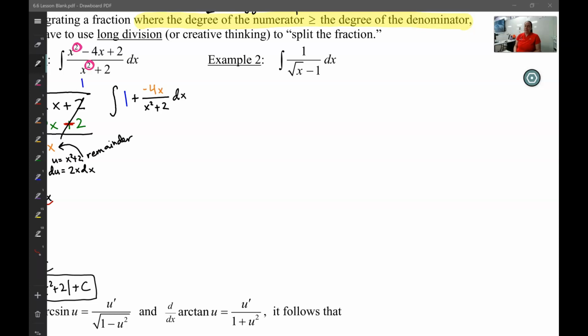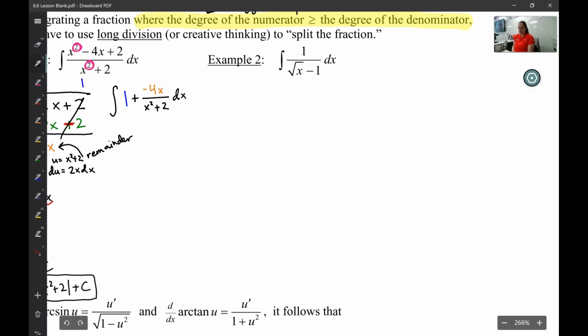Example number 2. This one is a little funky because we are going to end up doing long division, but we can't right now. To do long division, you need whole number exponents. And the exponent on this one is going to be a 1/2. I cannot do long division with fraction exponents.